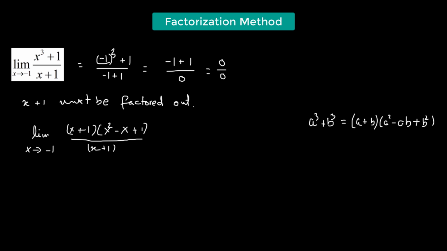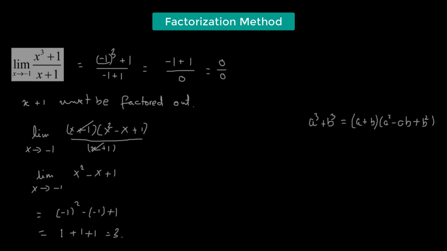So we see that x plus 1 is the common factor in both the numerator and the denominator, so they get cancelled out. Now we have limit x going to negative 1 of x squared minus x plus 1. Now we're going to substitute the value of x, so that would be negative 1 squared minus negative 1 plus 1. So negative 1 squared is positive 1, negative 1 times negative 1 will be positive 1, plus 1. So this equals 3. This is the limiting value.